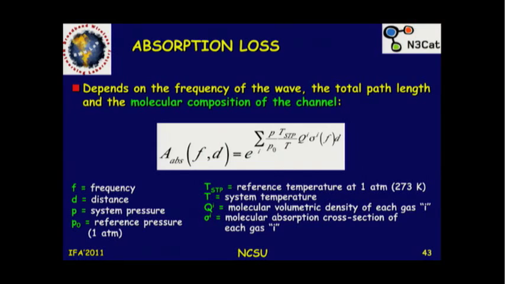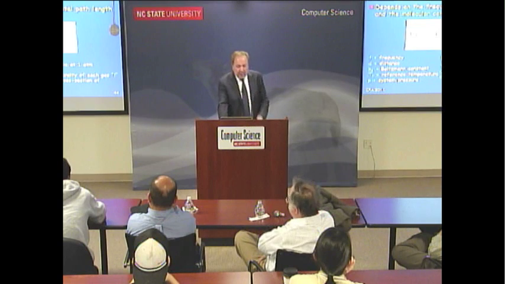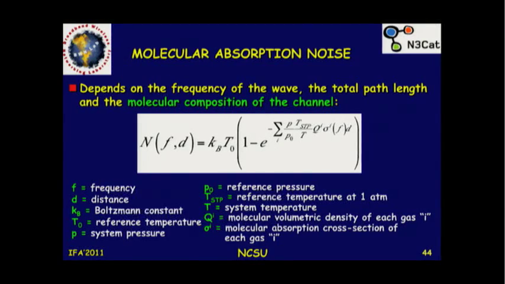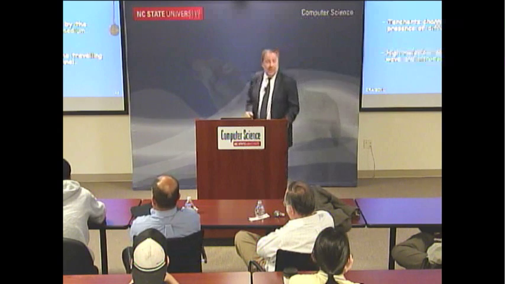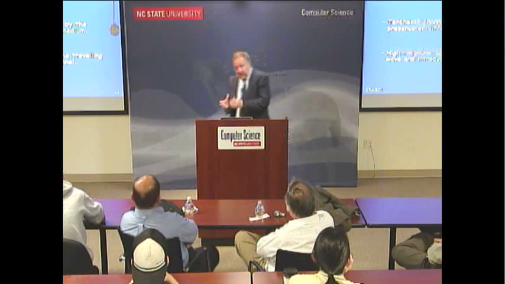So we captured this in this formula. And then, accordingly, we also have the molecular absorption noise formula here. Again, you can see the same channel effects, the air effects on the signal propagation. So what is the uniqueness of the terahertz band with the studies of these formulas? As I told you, the terahertz channel is seriously affected by the presence of different molecules in the medium. So the high molecular absorption attenuates the traveling wave and introduces noise into the channel. Those noises we do not see in the gigahertz band or megahertz band, as I told you.